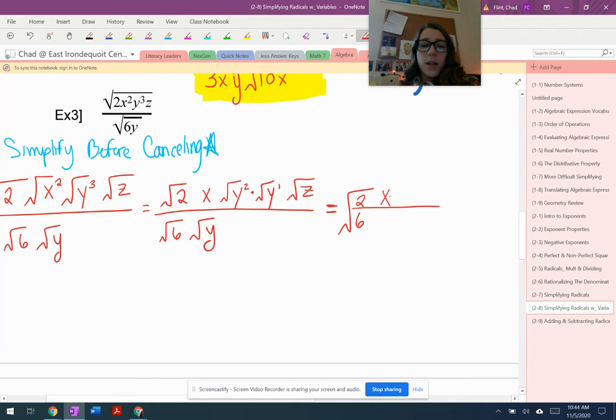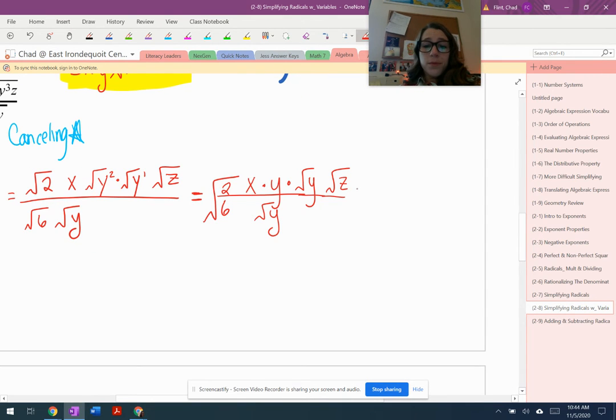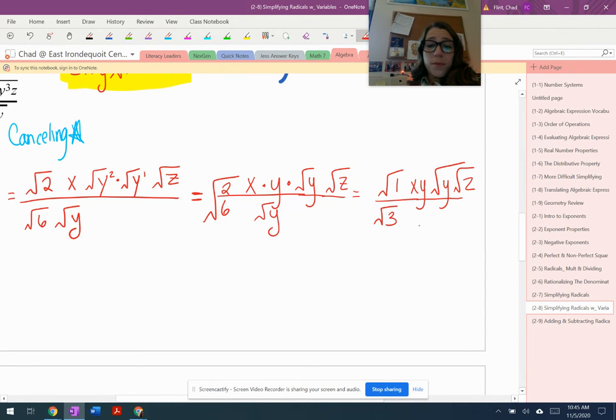So then we have x on the top still. The square root of y squared comes out as y. The square root of y to the first stays in the radical, as does the square root of z, and my y stays in the radical also. All right, so 2 divided by 6 is 1/3. So I have the square root of 1 divided by the square root of 3. x times y is just xy. And I have the square root of y and the square root of z. And I still have the square root of y underneath.